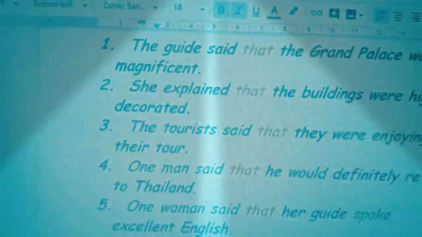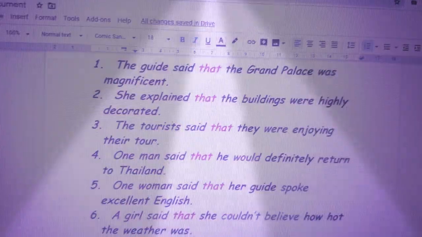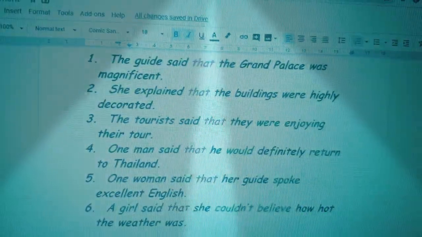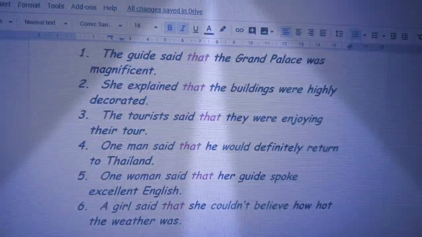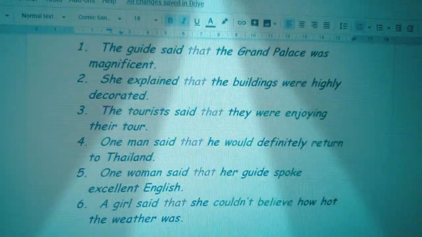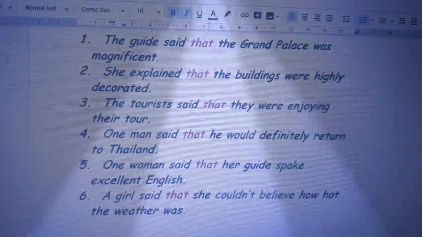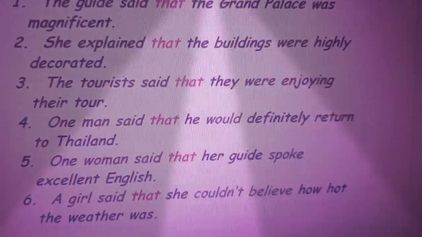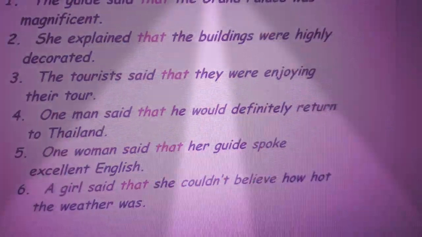Changes into was. Now let's see the answers. So here, as I told you, I put the answers in color because I wanted you to see the things that I changed in all sentences. So number 1, the guide said that the Grand Palace was magnificent. 2, she explained that the buildings were highly decorated. The tourists said that they were enjoying their tour. One man said that he would definitely return to Thailand. One woman said that her guide spoke excellent English.